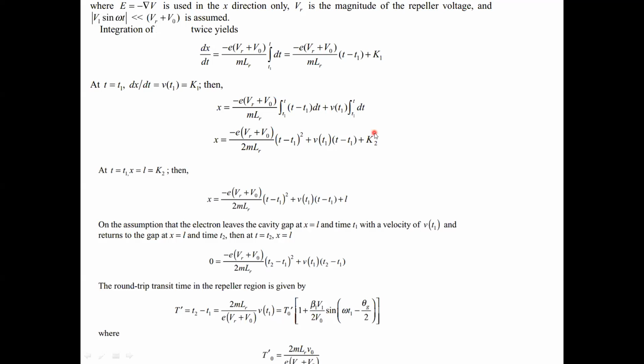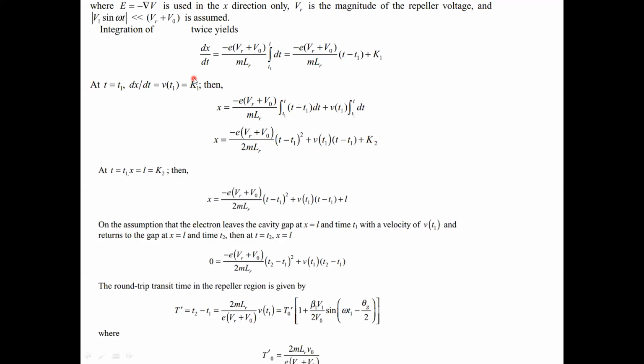So next step. VR is the magnitude of the repeller voltage. Therefore, the magnitude of the initial beam, that is V1 sin omega t, will always be small compared to the net field, VR plus V naught. Clear?